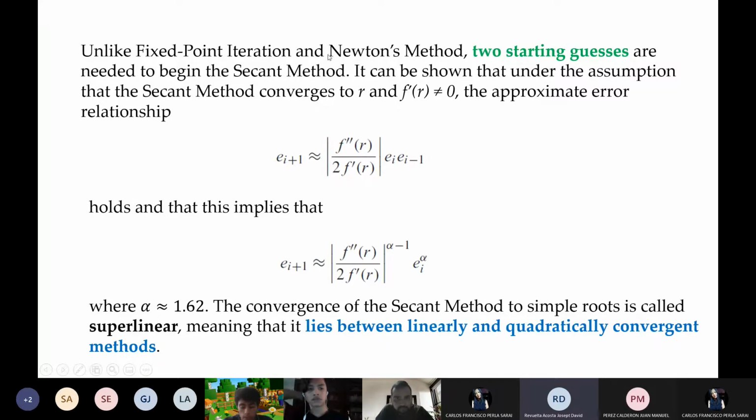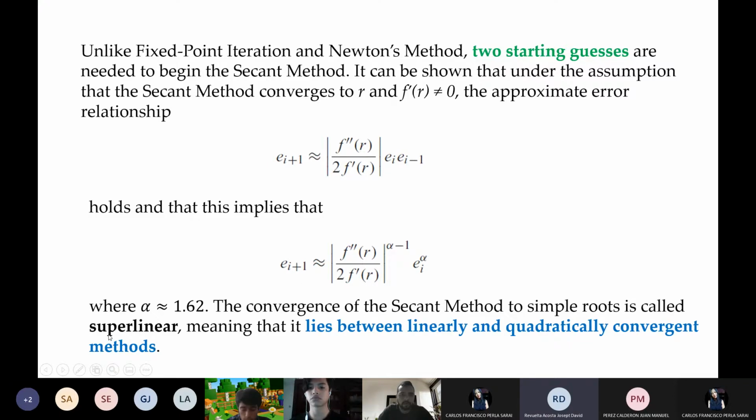And then we discussed that Newton's method is actually a quadratically convergent method. So this is the fastest one. This is the slowest one. And then we have something in between. We have something that we call superlinear. So it's something in between these two.